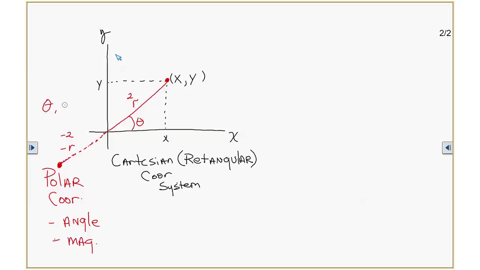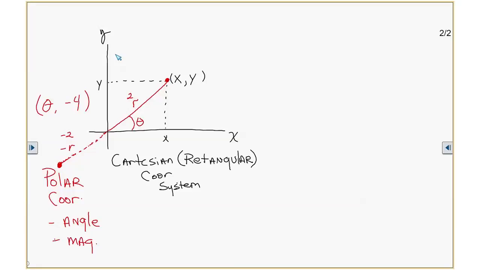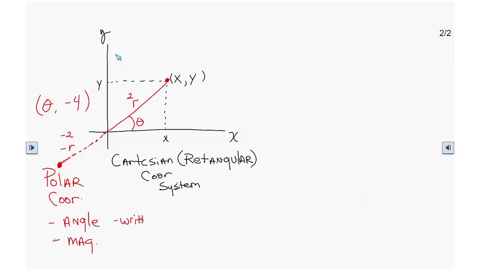comma -4. Theta going this way, 4, back -4. I could write it something like that right there. Which would mean, go back down here, theta, and then back to -4, I could rewrite that point. So, basically, I want you to remember that polar coordinates can be written different ways. I've got an example here in just a minute.